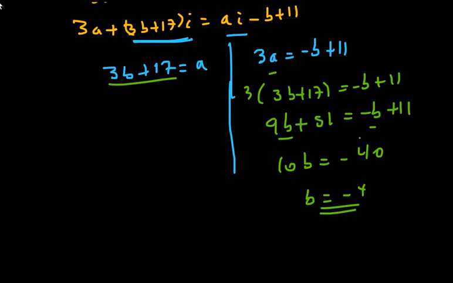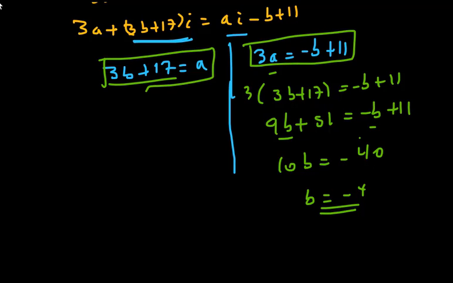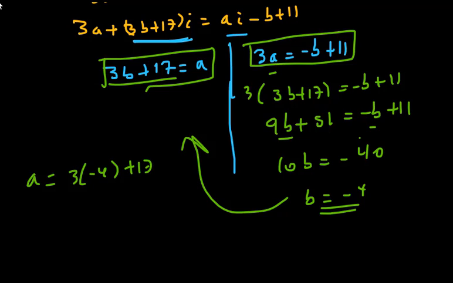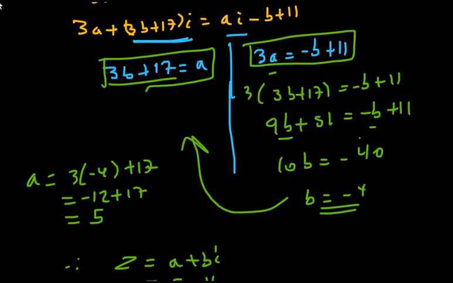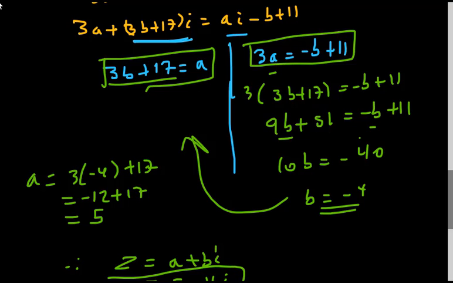So in order to find the value of a, substitute in one of the equations, because you have two equations here. Just choose one. I'm going to plug in here. So the value of a is a equals 3 times negative 4 plus 17. This is negative 12 plus 17. That brings to the answer 5. Therefore, the value of z, which is a plus bi, is a is 5, b is negative 4i. This will be our final answer when we solve this problem.